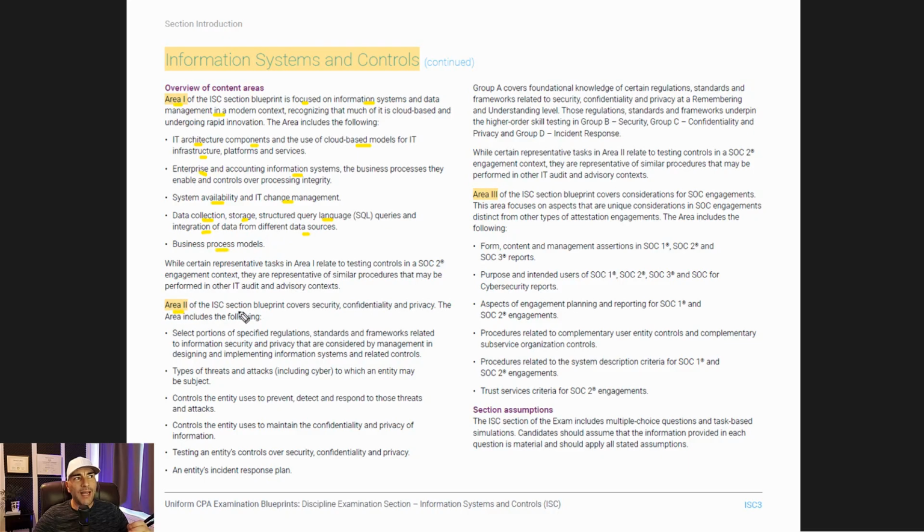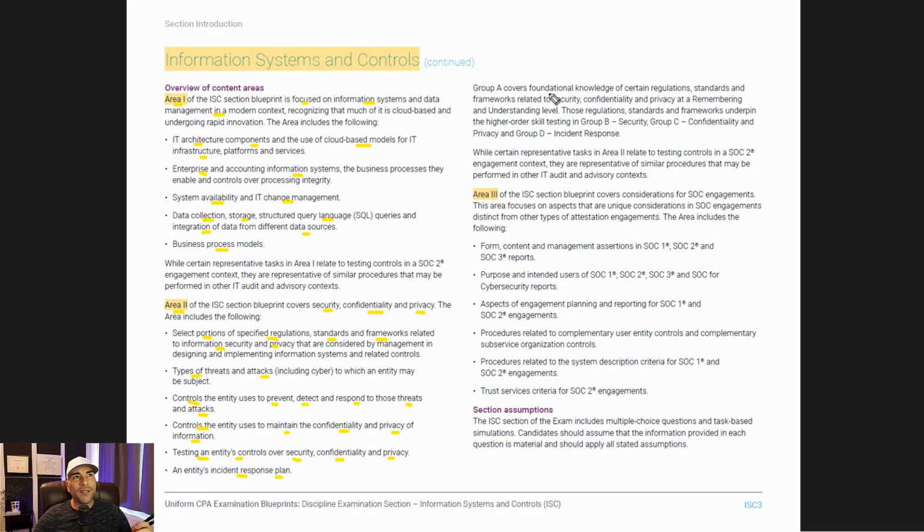In Area 2 of the ISC section blueprint, this is going to cover security, confidentiality, and privacy. So this is going to be related to select portions of specified regulations, standards, and frameworks related to information security and privacy, types of threats and attacks that you could experience, controls the entity uses to prevent, detect, and respond to those types of threats and attacks, controls the entity uses to maintain the confidentiality and privacy of information, testing of an entity's internal controls over security, confidentiality, and privacy, and an entity's incident response plan.